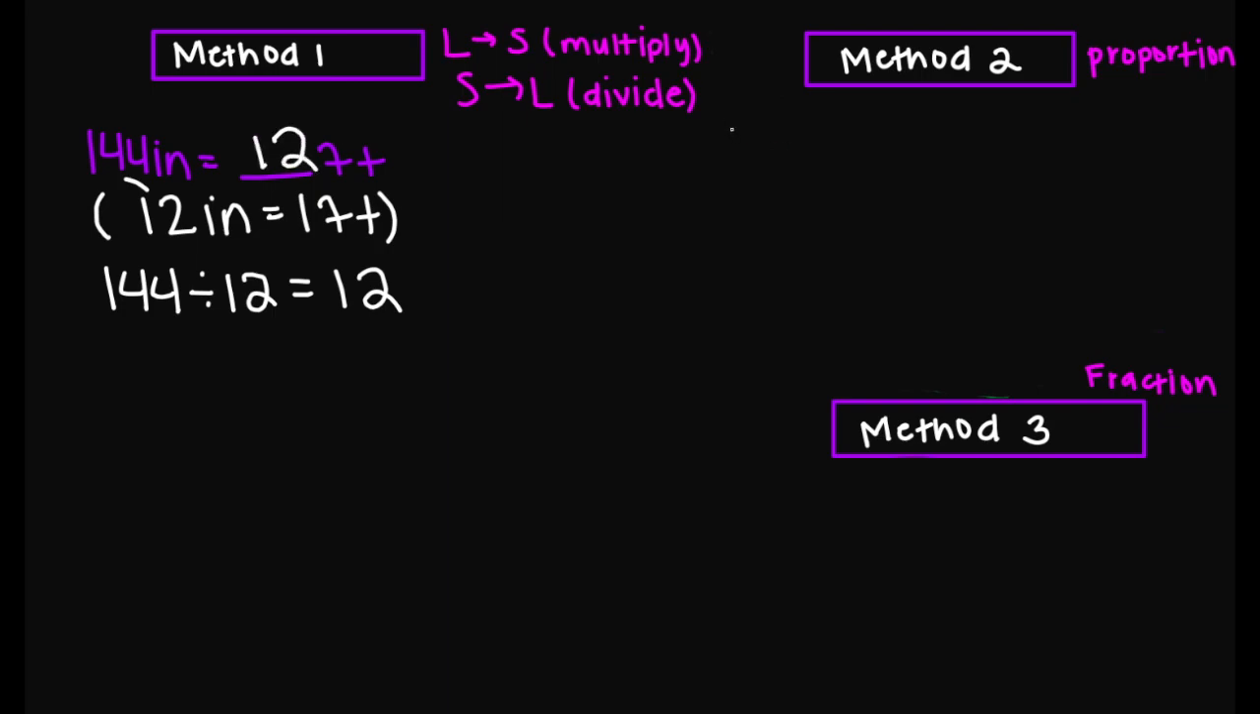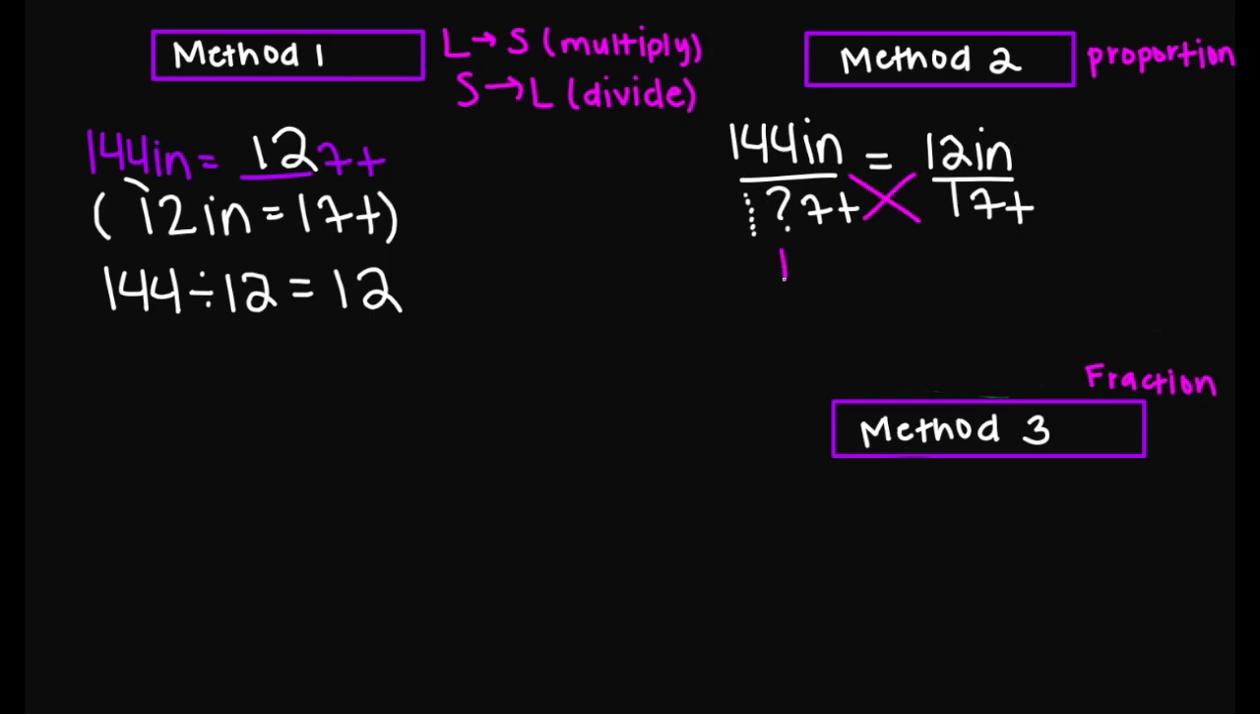Now method number 2, if you set up a proportion, so 144 inches on top, x feet here, equals 12 inches on top, over 1 foot here. Now we're going to cross multiply. So my left side, we have 12x. You can just put 12x. This is going to equal 144, because 144 times 1 is just 144.